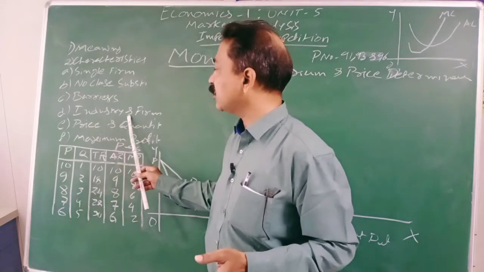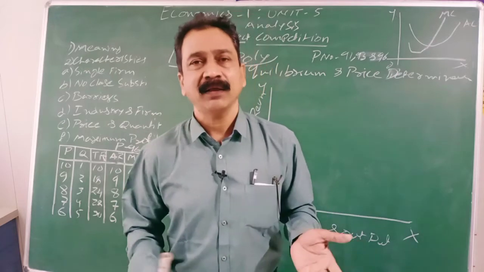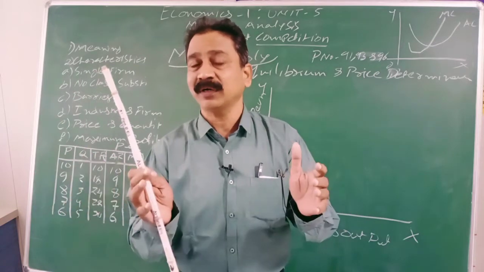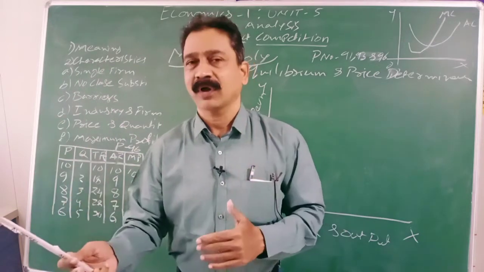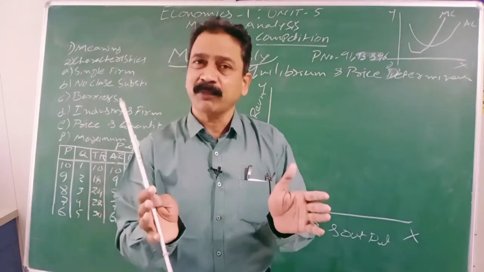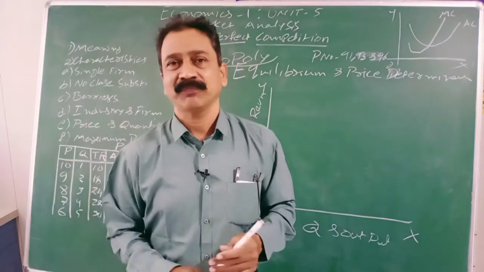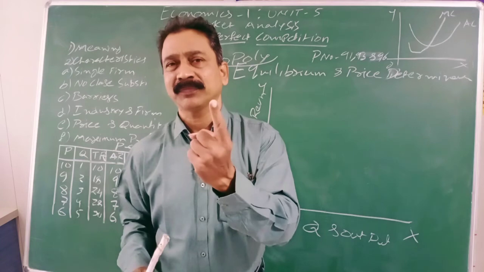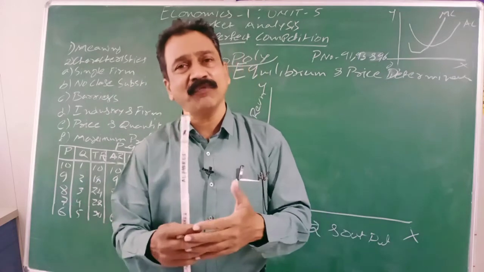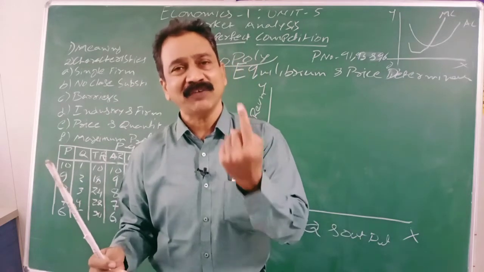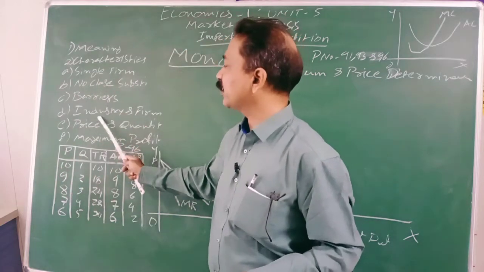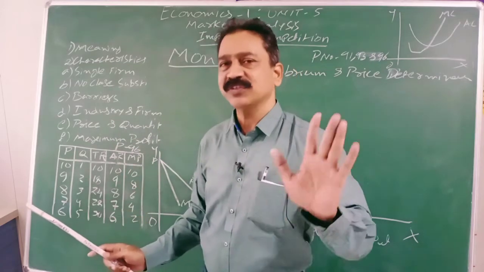Next we will see industry and firm. What is meant by industry? The same type of commodities manufacturing firms put together is called industry. I again explain. All the firms which are producing the same type of commodity put together is called an industry. Here only one firm is producing, so there are no competitors, there is only one firm. So that firm is the industry, that industry is the firm, because there is only a single firm. So industry and the firm are one and the same.